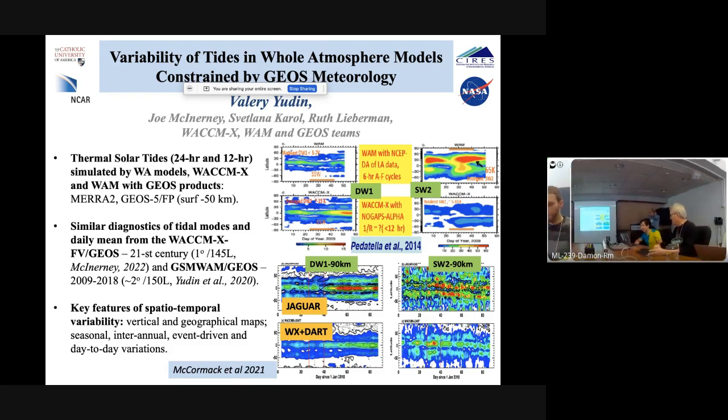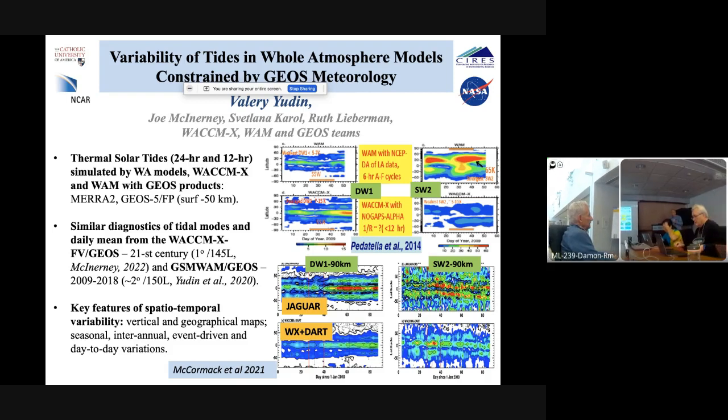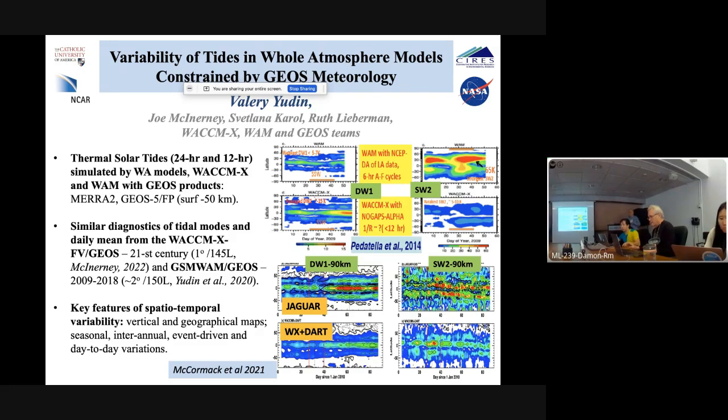Today I would like to talk about the variability of tides in the whole atmosphere models that we have in the United States. These are WACCM-X, the Whole Atmosphere Community Climate Model with thermosphere and ionosphere extension of NCAR, and the Whole Atmosphere Model of the NOAA Space Weather Prediction Center.